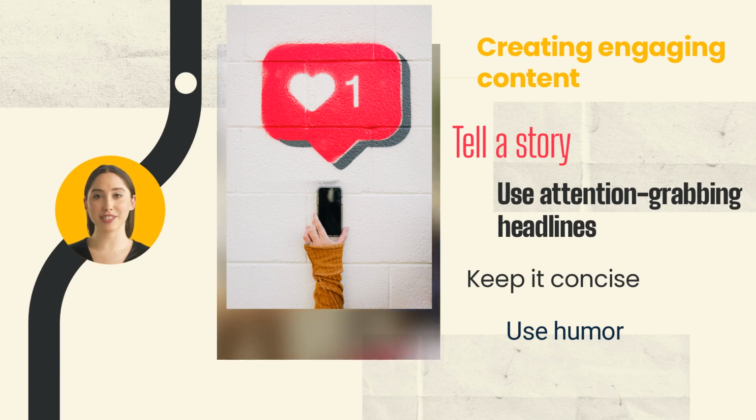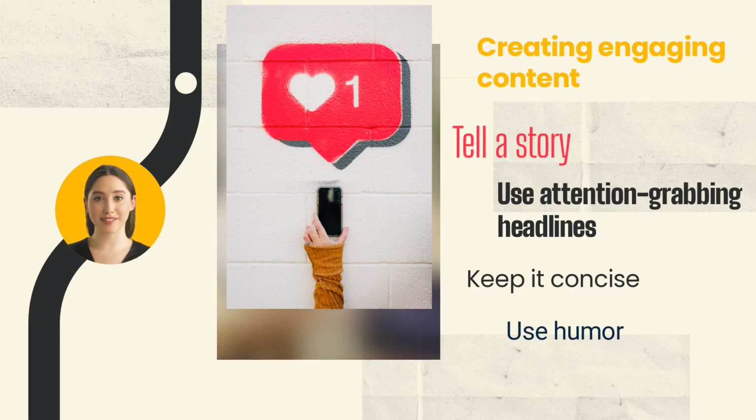Remember to keep it concise. People have short attention spans, so keep your content concise and to the point. Use short paragraphs and bullet points to break up text and make it easier to read. Use humor. Humor is a great way to engage your audience and make your content more memorable. Use humor sparingly and appropriately, and make sure it aligns with your brand and target audience.